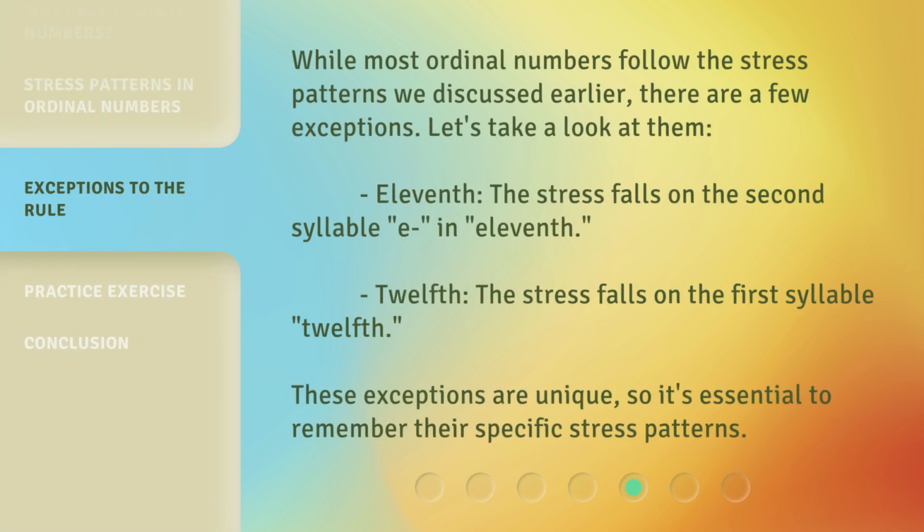While most ordinal numbers follow the stress patterns we discussed earlier, there are a few exceptions. Let's take a look at them. 11th. The stress falls on the second syllable, e, in 11th. 12th. The stress falls on the first syllable, 12th. These exceptions are unique, so it's essential to remember their specific stress patterns.